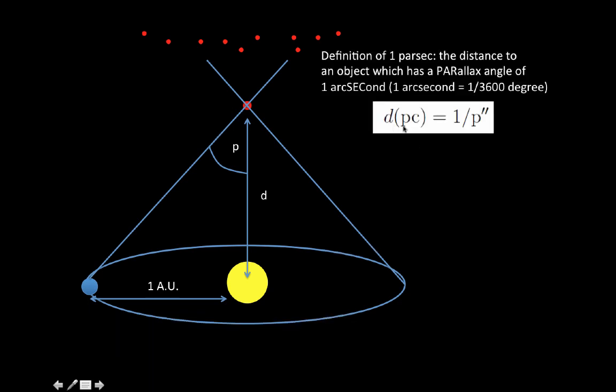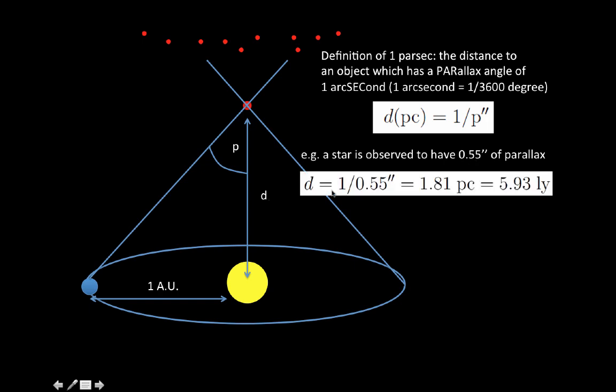So if we want the distance in parsecs, the formula becomes very simple. The distance to a star in parsecs is equal to 1 over the parallax angle measured in arcseconds. So, for example, if we observe a star in the night sky to have 0.55 arcseconds of parallax, then the distance to that star is just 1 over 0.55, which is 1.81 parsecs. 1 parsec is equal to about 3.26 light years, so this distance is about 5.93 light years.